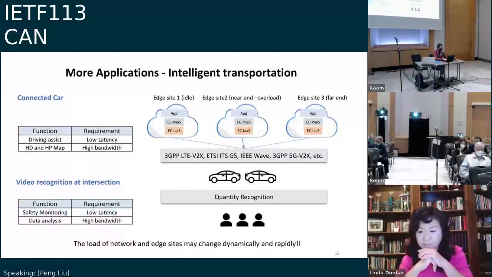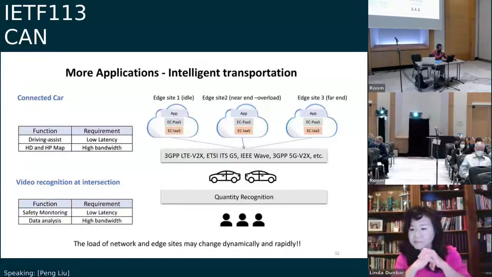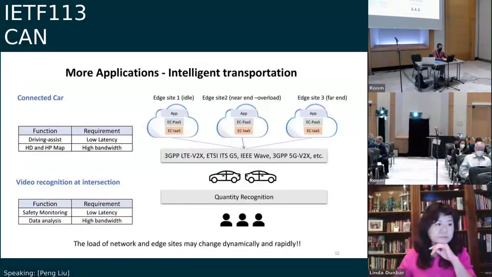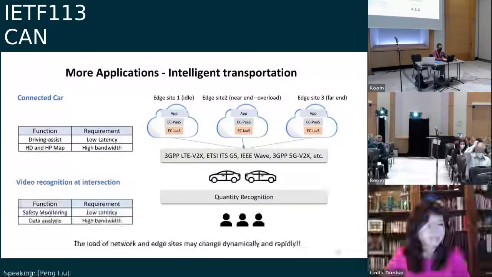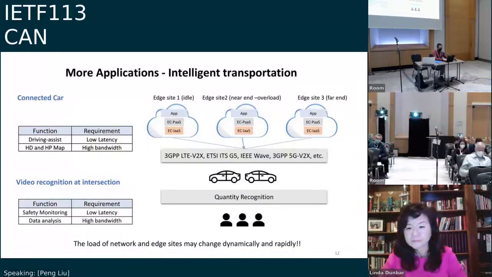So this slide just shows that there are more applications that require the joint optimization of the computing and network resources, and the mobility will bring a higher challenge for them. That will cause the network and edge sites to change dynamically and rapidly. So next slide, please.